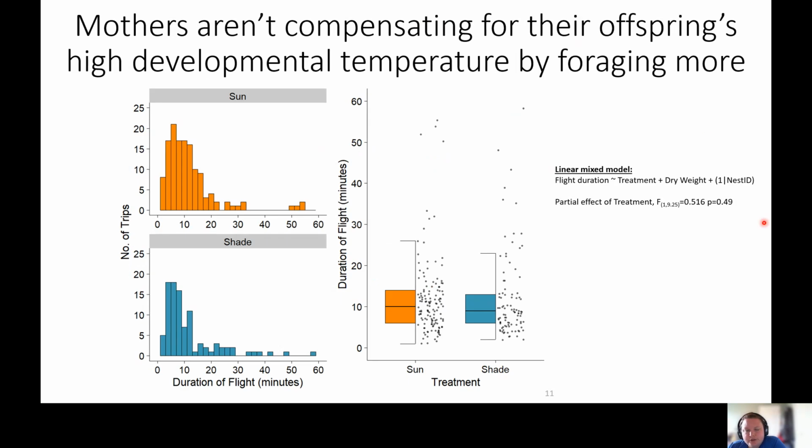So this figure is showing the distribution of foraging flight activity by treatment group. So flight duration is on the x-axis, and the number of trips observed of that flight duration are on the y-axis. Both groups have the same right skewed shape, but on the right-hand side, the box plot shows that mothers from sun and shade foraged for similar durations, with duration of flight in minutes on the y-axis and the treatment group on the x-axis. And this suggests that mothers are not making any adjustments to their foraging behavior based on their nesting location.